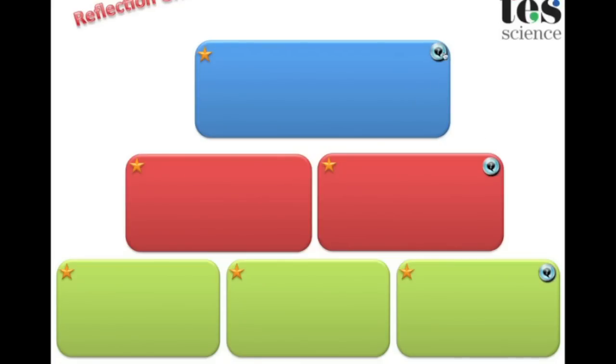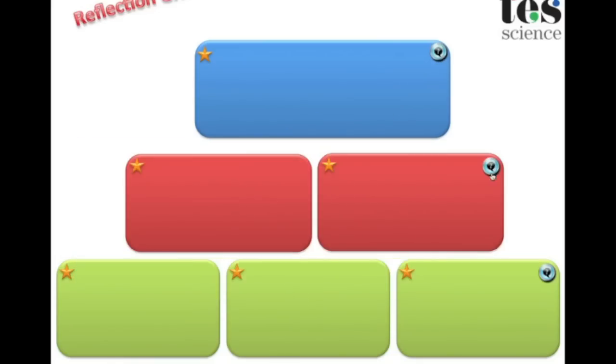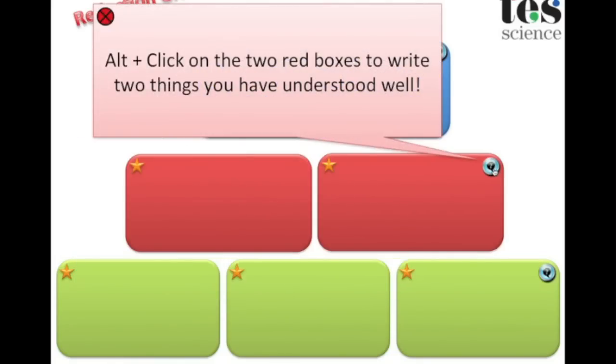So if you click on a question mark, you're told here in the callout to click and press Alt at the same time on this blue box, and they need to write on that blue box one thing that they're still not sure about the topics of the lesson, or maybe ask a question that they still would like an answer to. So what happens in the middle two sections?